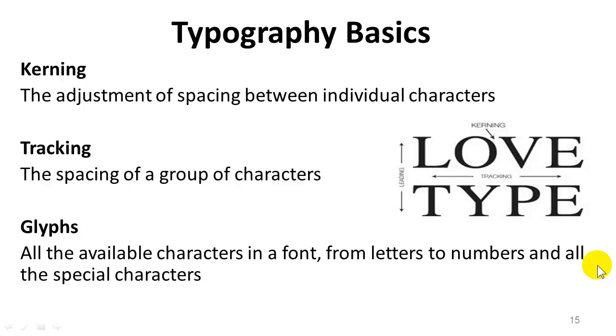Some other terms that you may come across in Photoshop or Illustrator. Kerning, the adjustment of space between the individual characters. Sometimes we just want to put a little bit more space between certain characters for emphasis or just for plain readability purposes. Tracking is the spacing of a group of characters. They all might have the same tracking. Glyphs are the other characters that a font might have. Letters to numbers and other kinds of special characters or symbols.